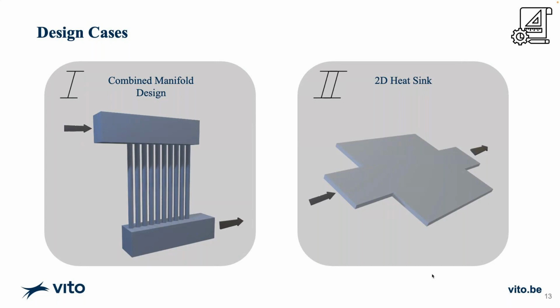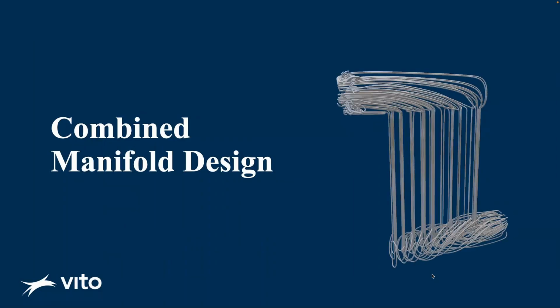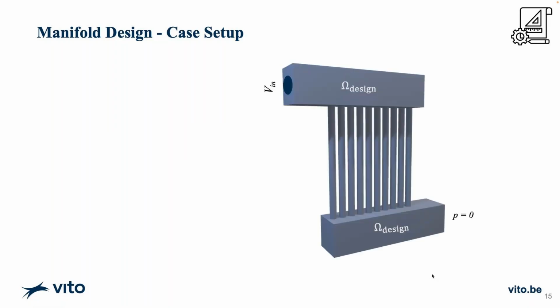So let's look at the first design case. This is a very cool graphic. I really like this picture. It showcases what is happening in the initial design domain. We have the flow coming in from the top and it's exiting. We specify the static pressure at the outlet. And here the pipes are essentially fixed as fluid, so we do not touch the pipes.